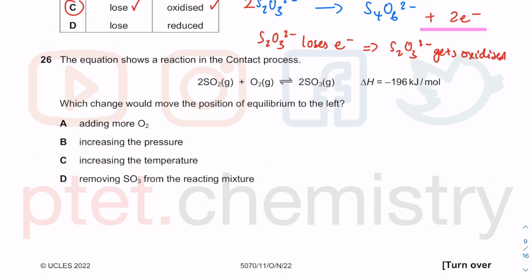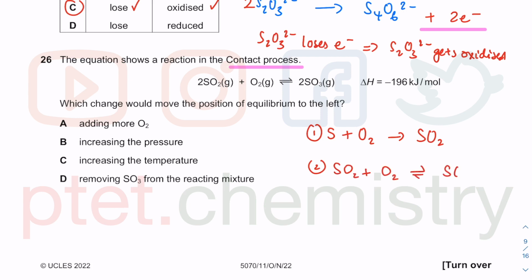Question 26, we're looking at the contact process. It's one of the 4 steps in the contact process. The first one involves sulfur plus oxygen, roasting the sulfur and oxygen to give you SO2. Of course, the second step is as shown above, where you have the reversible step, and you have to have specific conditions in order to favor the equilibrium to the right hand side to maximize the yield of SO3, but also get it at a good enough rate.